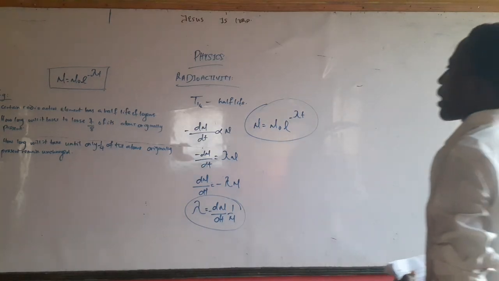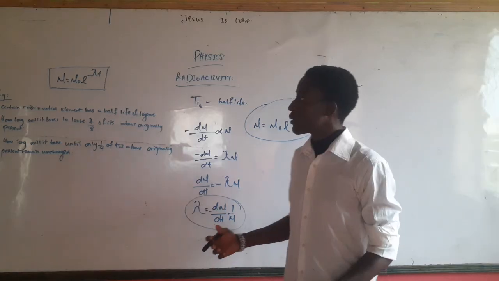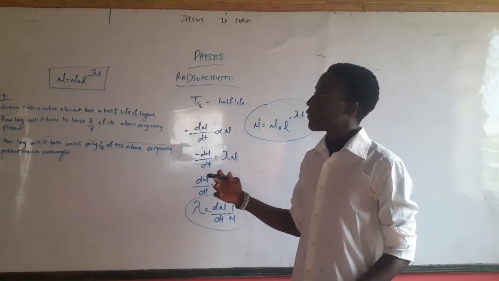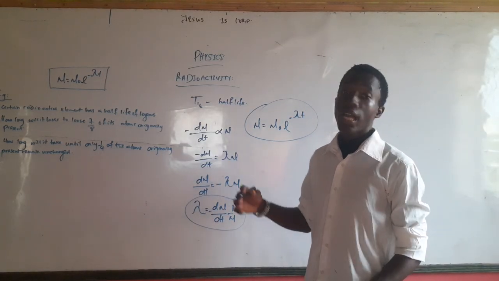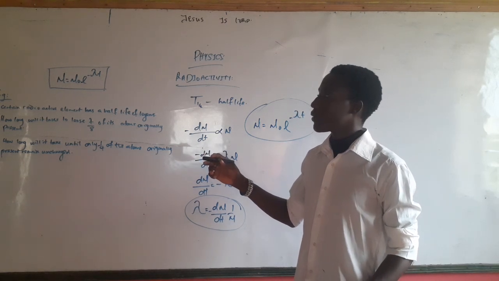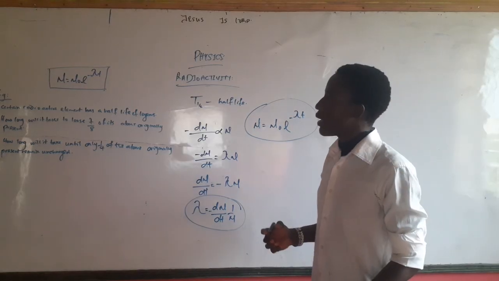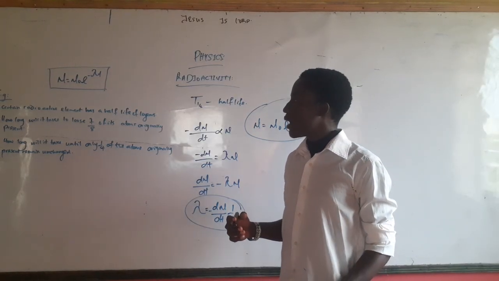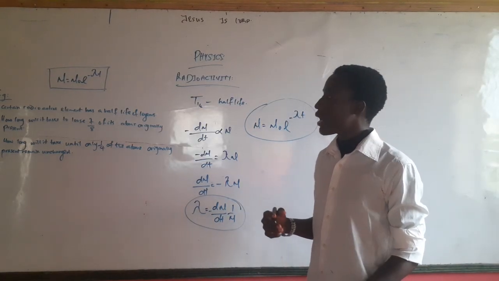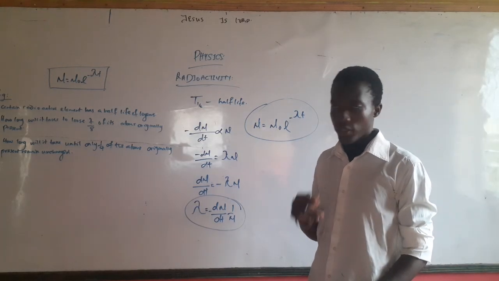Okay, so what I want us to literally do now is solve this question. I want to teach you how to solve it. It says, a certain radioactive element has a half-life of 10 years. How long will it take to lose 7/8 of its atoms originally present? And how long will it take until 1/4 of the atoms originally present remain unchanged?